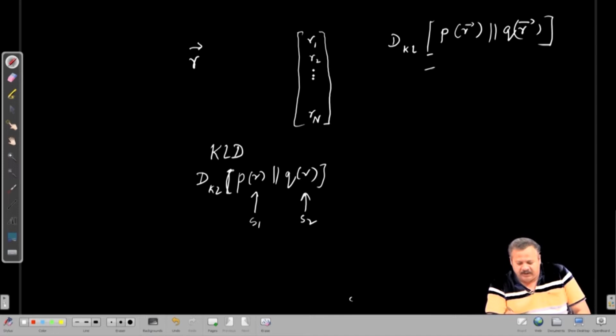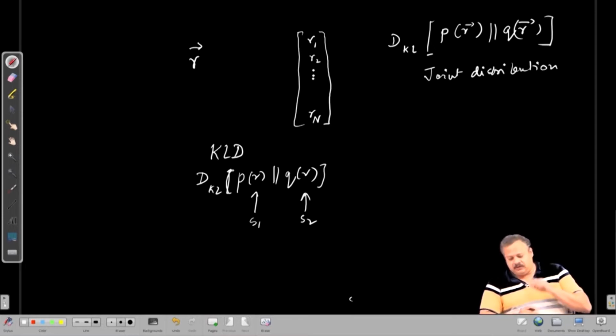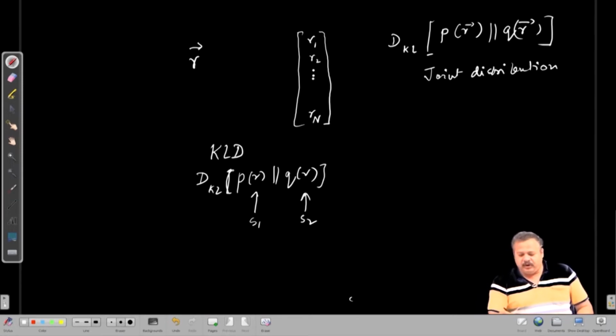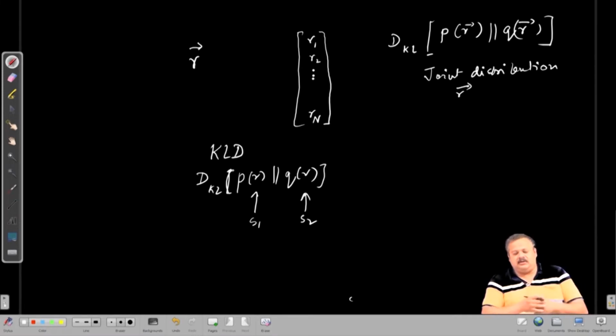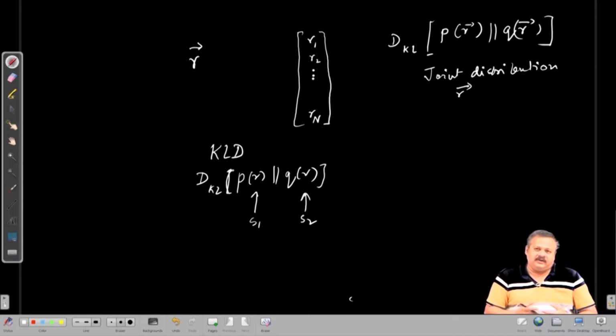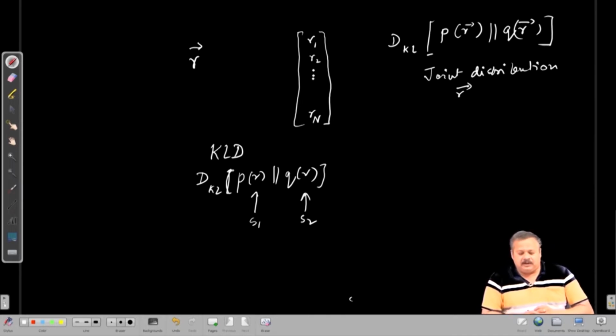So the joint distribution, given a stimulus, or for each and every stimulus that we are considering, we need the joint distribution of the responses or the rates for the different stimuli. Once we have the joint distribution, the rest will follow exactly in the same way as we have discussed with our single neuron case or single response case.